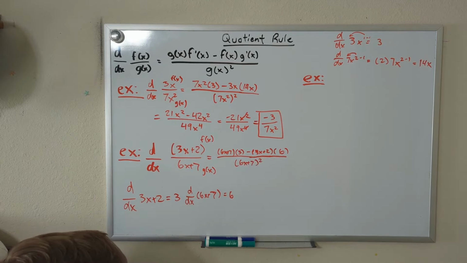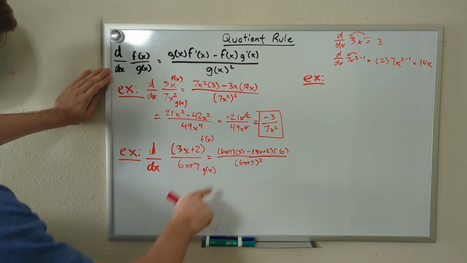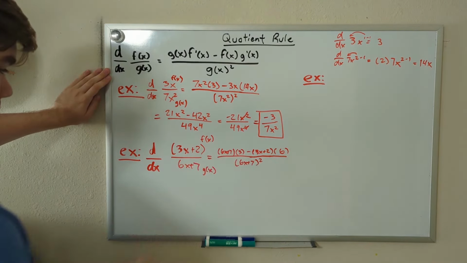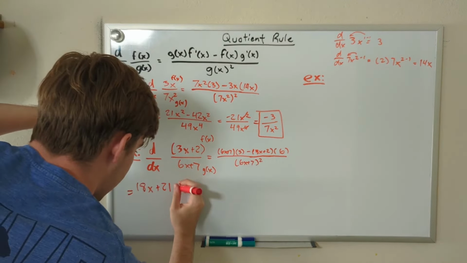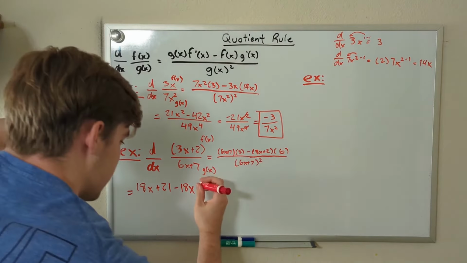We have a lot of simplifying to do, so let's continue doing that. In fact, I'm going to erase this so I have enough room. So 3 times 6x plus 7 is 6x times 3 plus 7 times 3. 6x times 3 is just equal to 18x. 7 times 3 is equal to 21. And now we have to subtract. 6 times 3x is equal to 18x, minus 18x. And then we multiply 2 times 6, which is just 12.